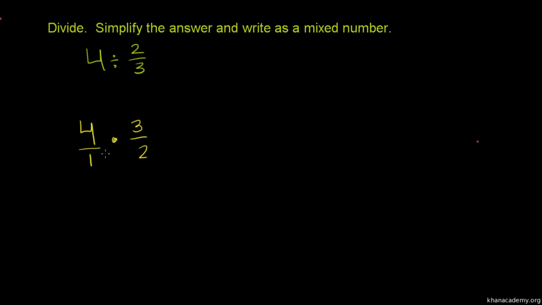And so we could just multiply it out. We could just say that this is 4 times 3, which would be 12, over 1 times 2, which would be 2. Or we could divide right now. Well, let's do it both ways, actually. So we could say this is 4 times 3 in the numerator, which is 12, over 1 times 2 in the denominator, which is 2.